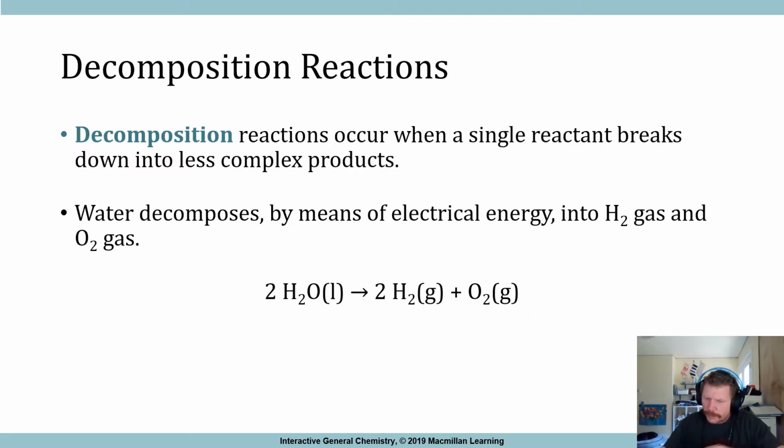A decomposition reaction, decomposing, breaking down. Well, a decomposition reaction effectively is the same thing, but the opposite of a synthesis reaction. You've got 1 thing that breaks into 2. So a decomposition reaction occurs when a single reactant breaks down into less complex products. We've got 2H2O yields 2H2 and O2.